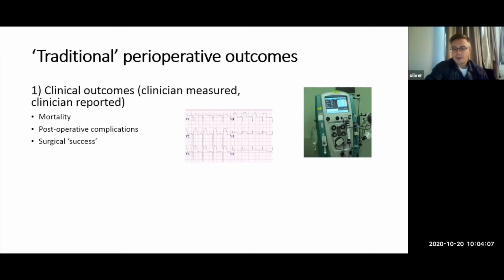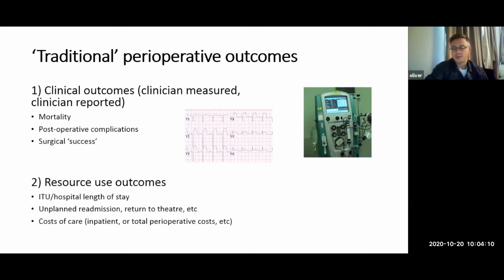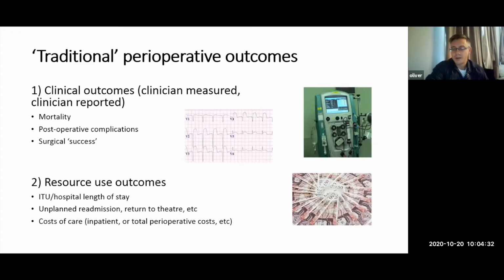And then the other big category of outcomes that we currently measure is resource use outcomes. And that's really for two reasons. Firstly, the amount of time a patient's in hospital and the amount of resources used in looking after them around the time of an operation is a pretty good proxy for how smooth and uncomplicated their recovery was. But it's also directly related to how much it all costs. So managers, and particularly in countries that spend an awful lot of money on healthcare, like the United States, for example, are interested in the costs of care.